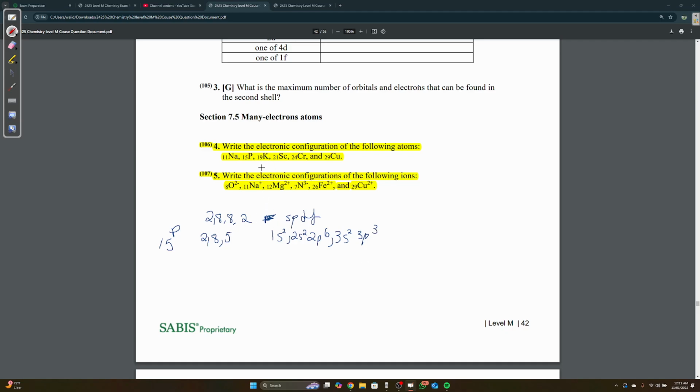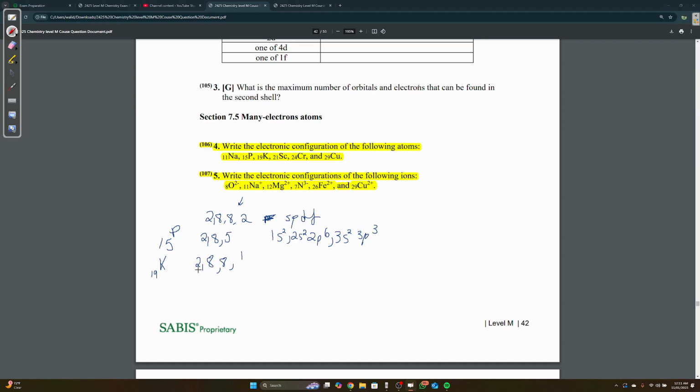How about K19? Always start with 2, 8, 8, 2. K19 would be 2, 8, I have 10. 19 minus 10 is 9. So I can fill up the third shell. I can put 8. This is now 18. 19 minus 18 is 1. So I'm going to move on to the fourth shell and put 1.